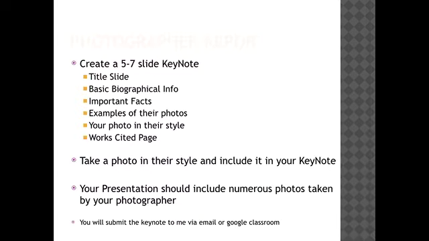So here's your report. You're going to create a 5 to 7 slide keynote. It should have a title slide, a slide that contains the basic biographical information of your photographer, some important and interesting facts about your photographer, examples of their photos. Then it should have your photo in their style. And then finally, a works cited page. This doesn't have to be in correct MLA form. I just need the links. I just need the URL addresses to the websites you used.